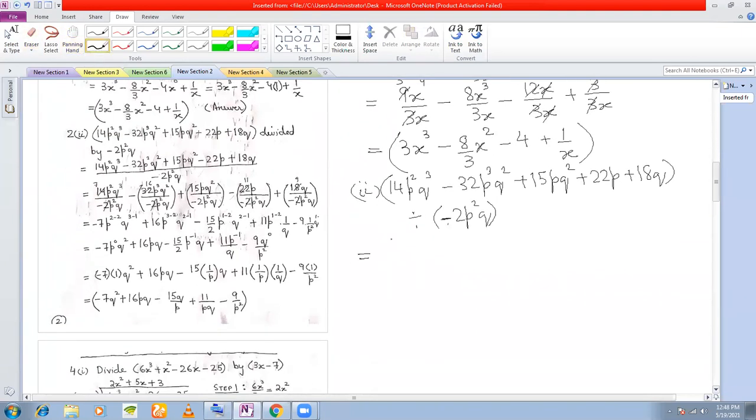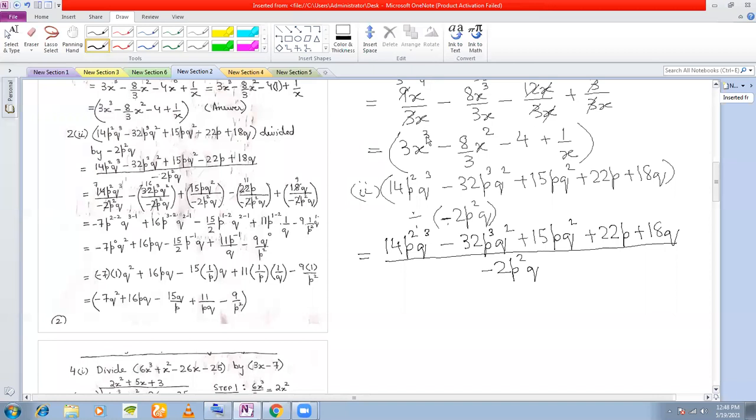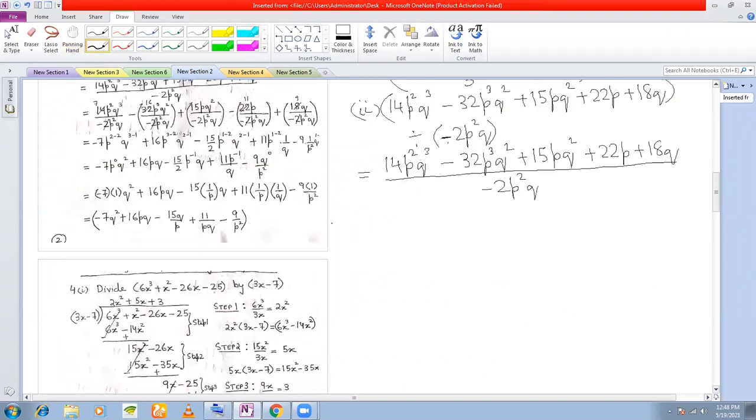So we'll write this as 14p²q³ minus 32p³q² plus 15pq² plus 22p plus 18q divided by minus 2p²q. Okay. Now we need to divide each term by the divisor.